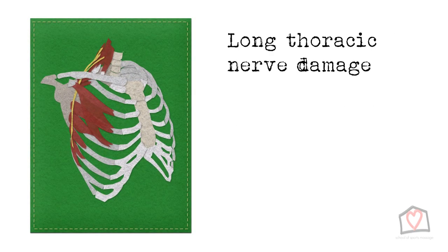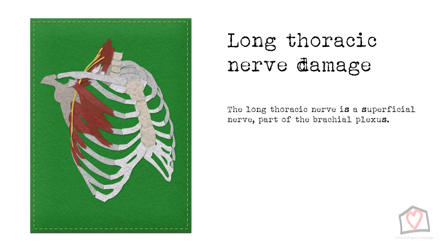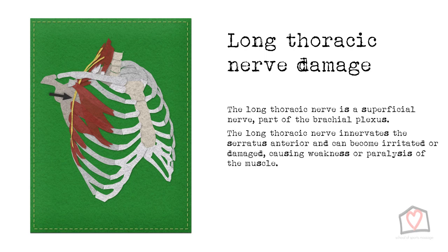Next we have long thoracic nerve damage. There is actually a nerve called the long thoracic nerve. It is quite superficial and part of the brachial plexus. This nerve innervates the serratus anterior, so if damaged may cause weakness or paralysis to this muscle. It can be easily irritated, for example, by continually having a bag on the shoulder in the same place.